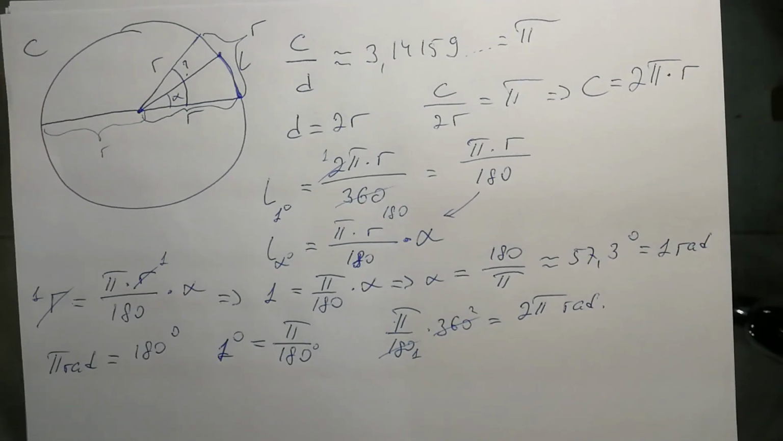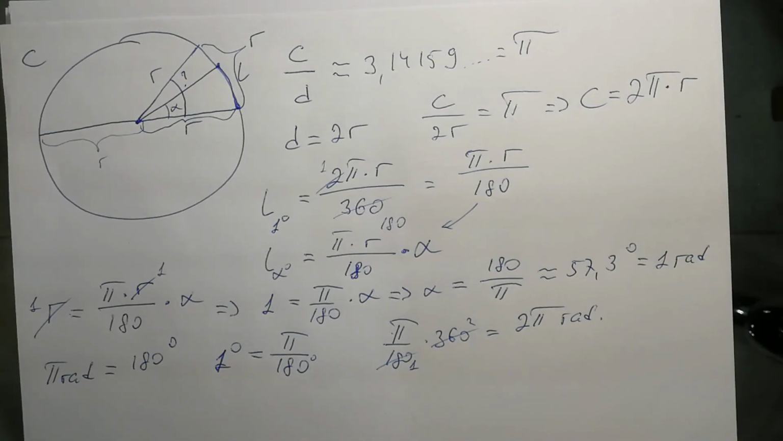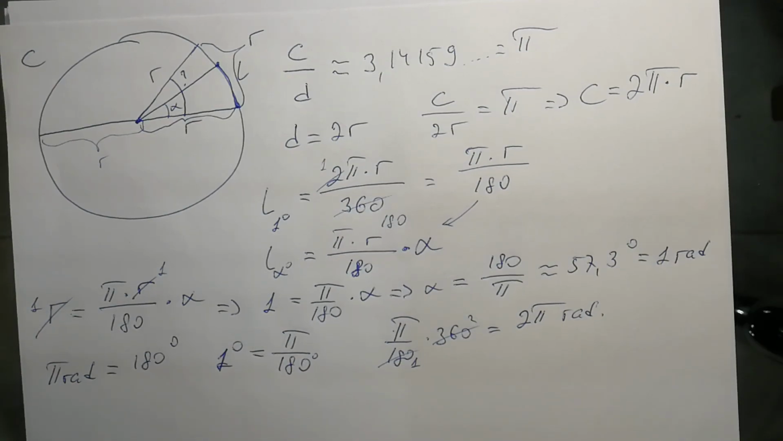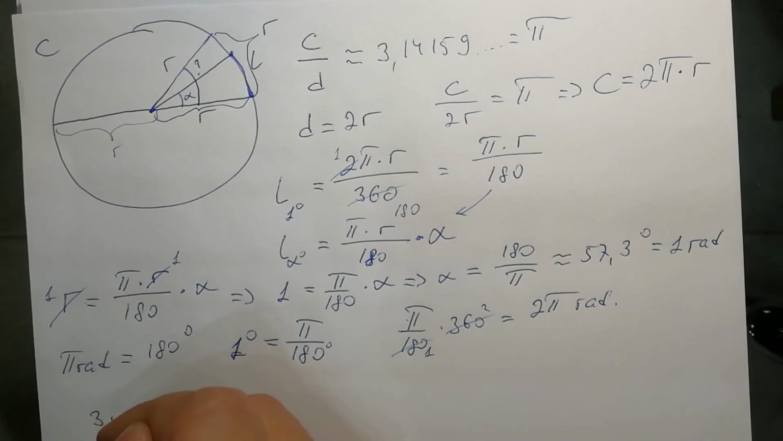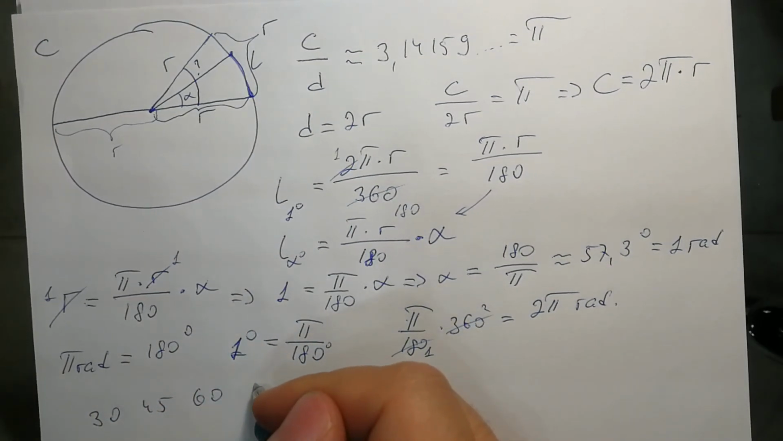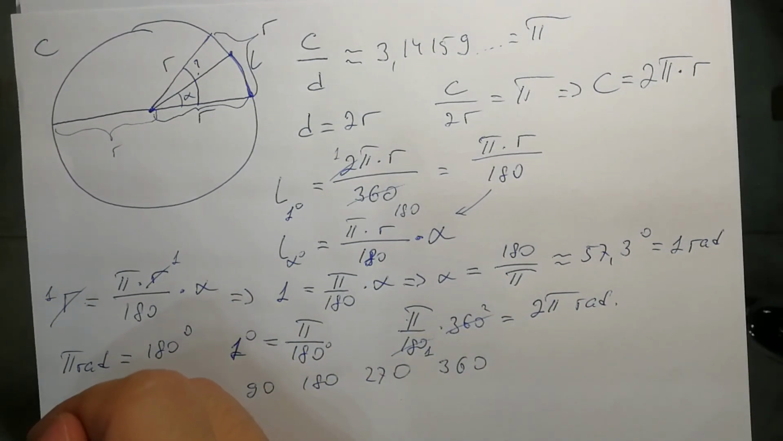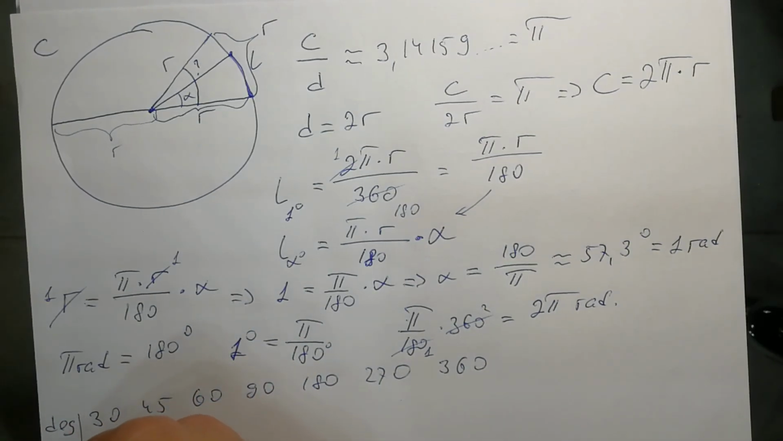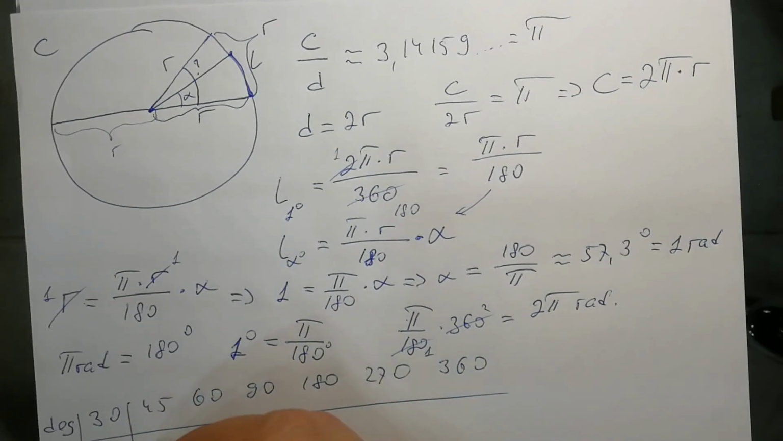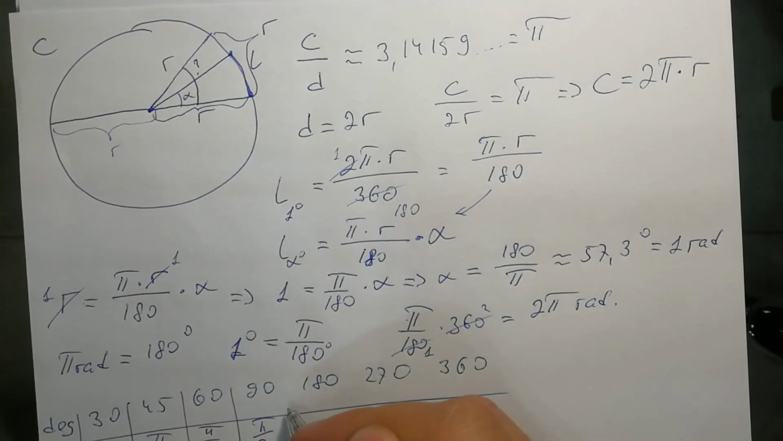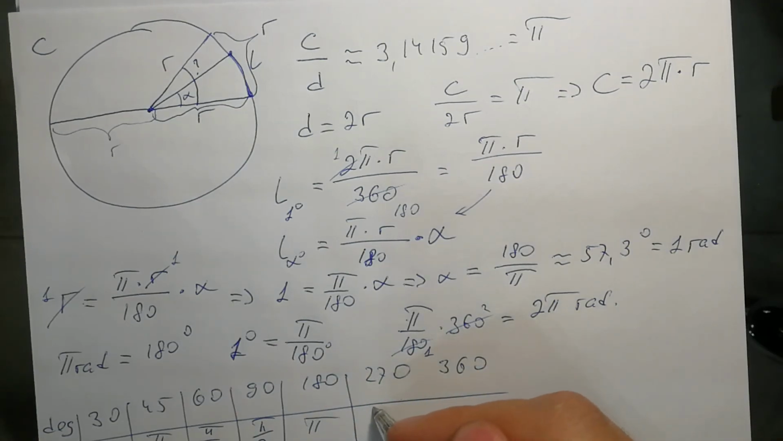The most important thing to know at the beginning, and learn better in order not to constantly divide the number of degrees by 180, is the correspondence of angles 30, 45, 60, 90, 180, 270 and 360 degrees and radians. In radians it will be pi divided by 6, pi divided by 4, pi divided by 3, pi divided by 2, pi, 3 pi divided by 2 and 2 pi.